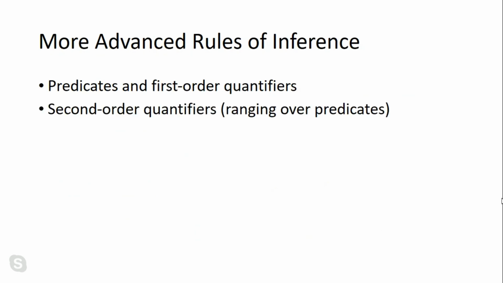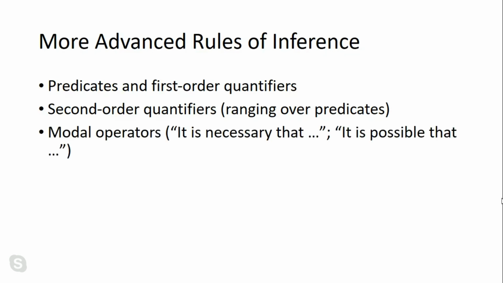Then there are second order quantifiers. And these range not just over the elements of the domain, but over predicates that span the domain. So we need these to express things like Leibniz's law. And if you don't know what Leibniz's law is, then you probably don't care right now. That's okay. Modal operators, like "it is necessary that" and "it is possible that." There's a lot of really interesting work that's done in modal logic. Some of it is tied up with interesting claims in metaphysics. And there are multiple modal systems.